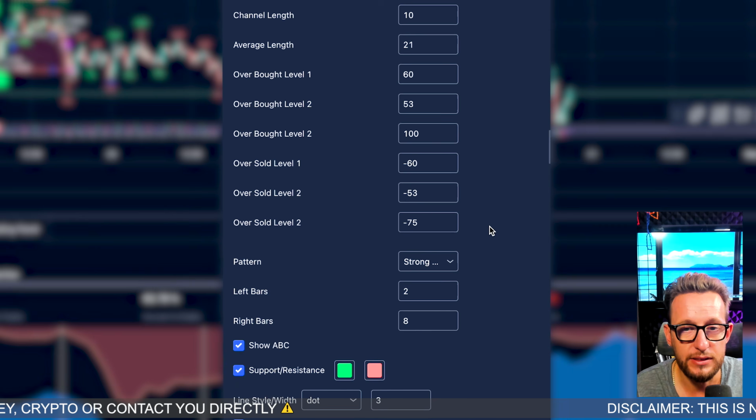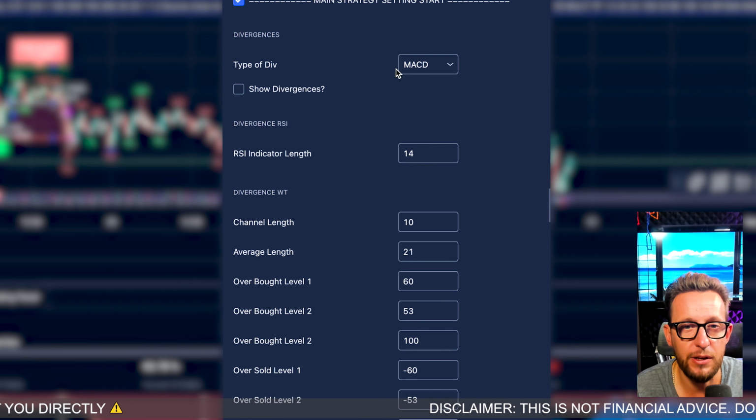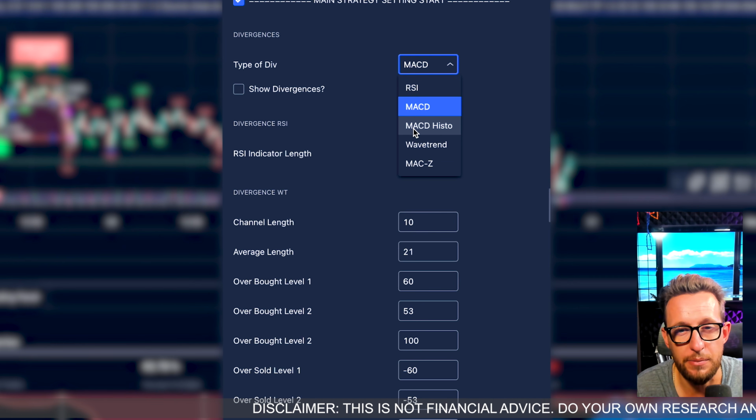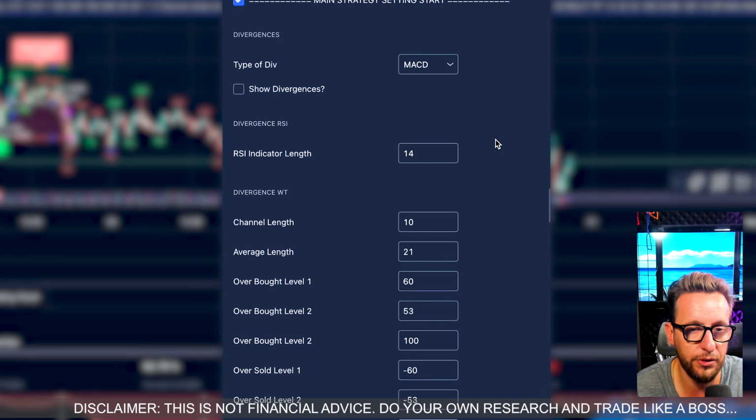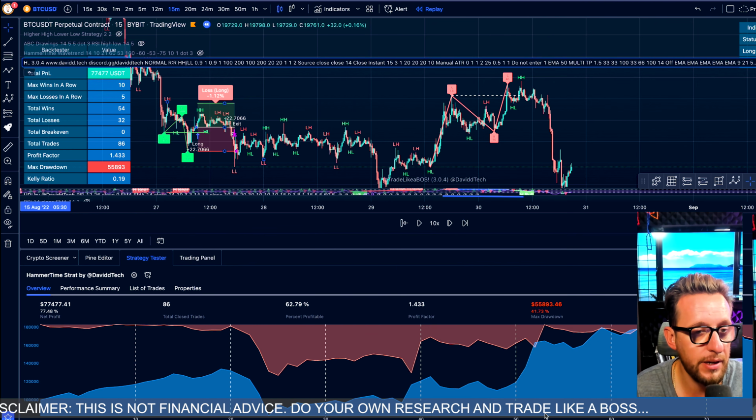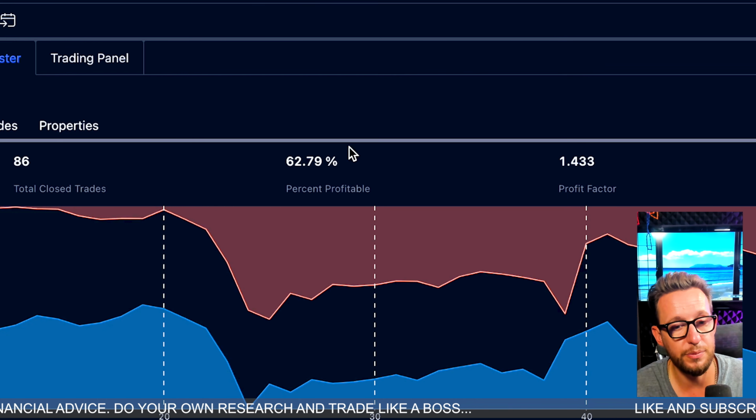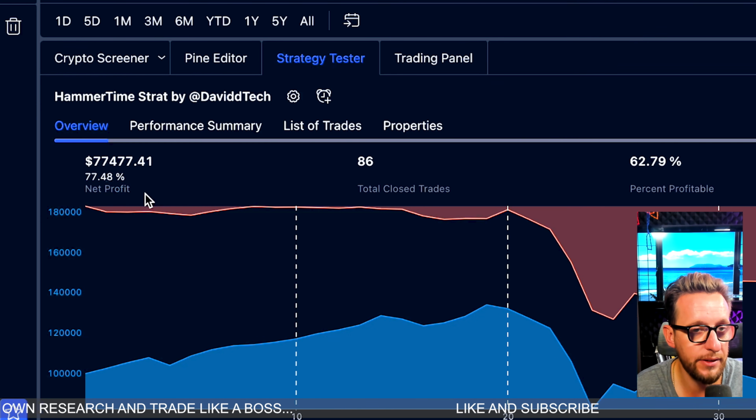If I go down, you can see that I'm using the pattern, the ABC, as I was saying, and we're using the MACD. You can change it to the RSI, you can also change it to the MACD histogram or the wave trend, and I'm going to add a couple more as we go along. So let's go through some of the results very quickly. We have 86 trades, 62% win rate, and a 77.48 net profit.